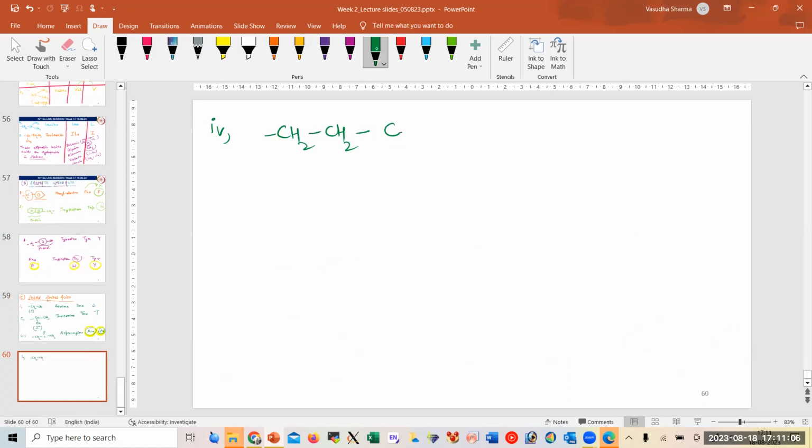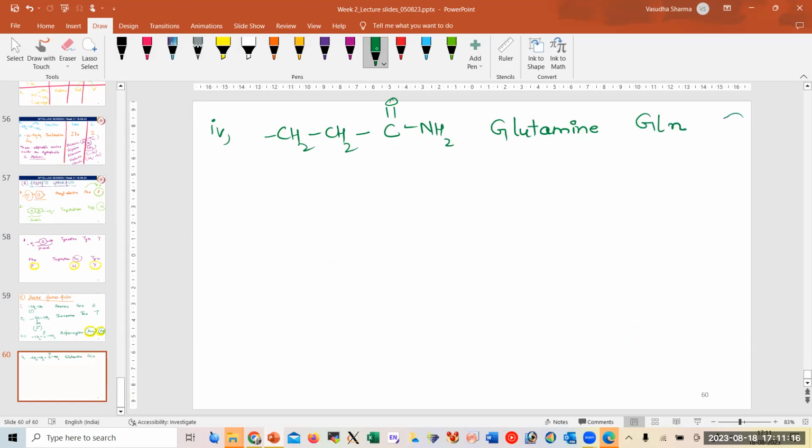Asparagine was having only one CH2. This one is having two, so it is called glutamine, with the code GLN and the one-letter code Q. Again here, the code is GLN, but the one-letter code is Q.